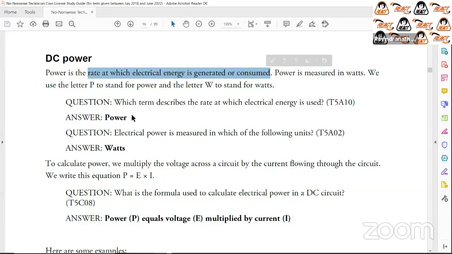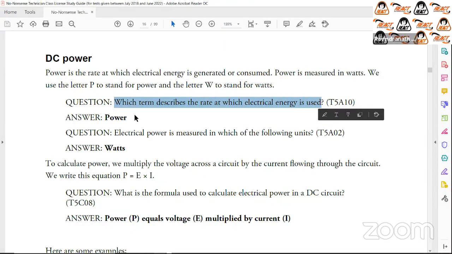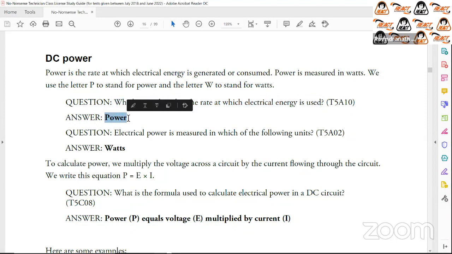We'll just come back to the unit of power. Simple question: what term describes the rate at which electrical energy is used? Well, we just learned that the term is power. But what, W-A-T-T, is the unit of power? We use W as the symbol for watts. All right, so power is measured in watts.